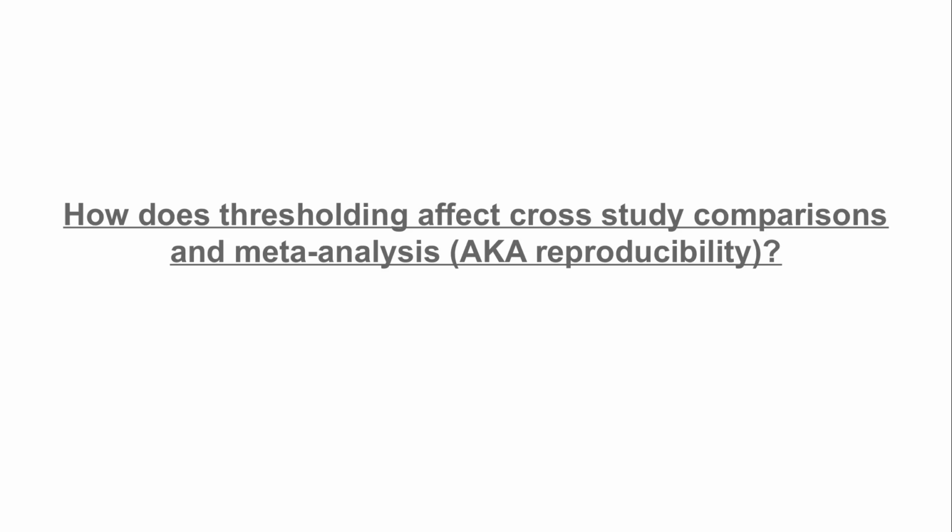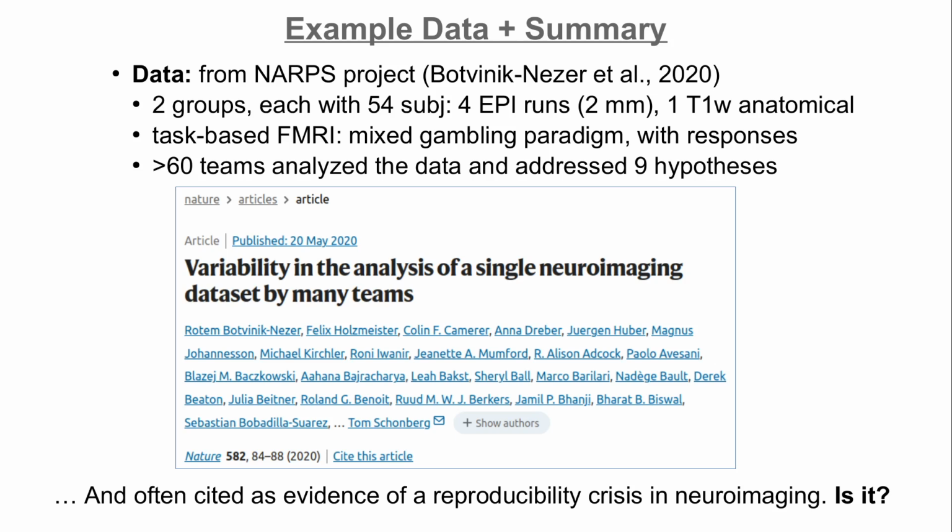Okay, how does this affect cross-study comparisons? I mentioned before that we're going to use the NARPS data. This was a public project that had a really interesting premise. A single set of data was made public, and a large number of groups were made available to process it. The different teams processed it independently, and there were over 60 of them, and then they responded yes or no about nine specific hypotheses.